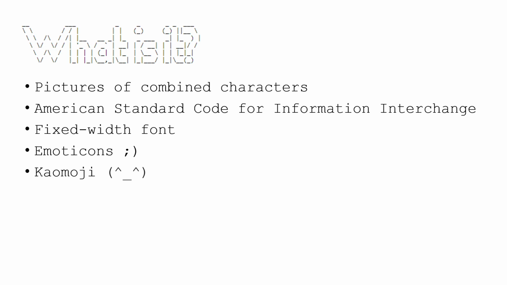The simplest form of ASCII art is the emoticon, which is just a combination of two or three characters for expressing emotions in text. In Japan, ASCII art is mainly known as Kaomoji, which are upright emoticons, which you can also see in the image.